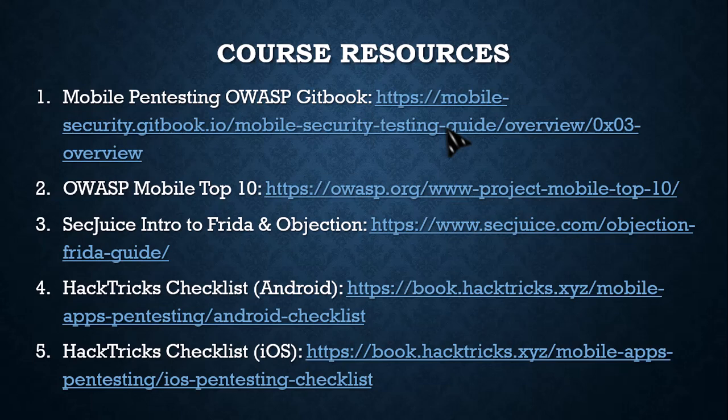Now, course resources. So you can click on this course resources. I'm going to share the link later. So let's get to that later. We are going to look at the mobile penetration testing OWASP GitBook, OWASP Mobile Top 10, SecJuice intro to Frida and Objection, HackTricks checklist, and HackTricks checklist for iOS.